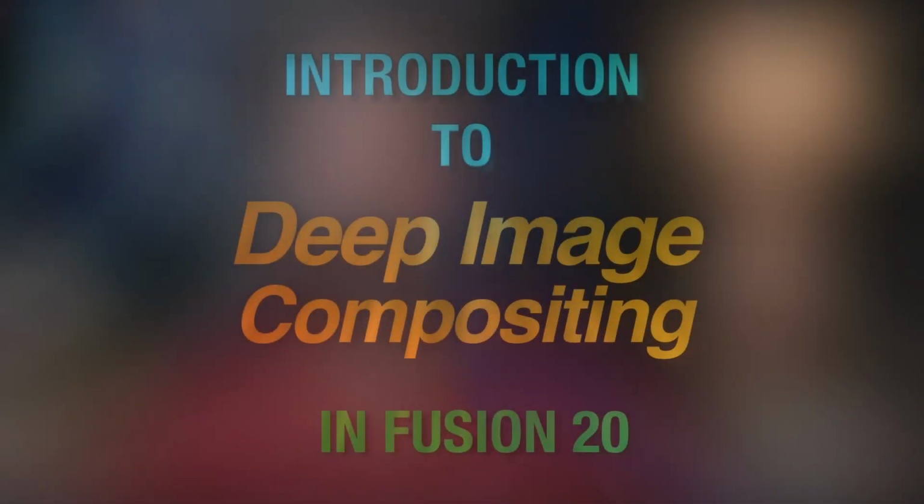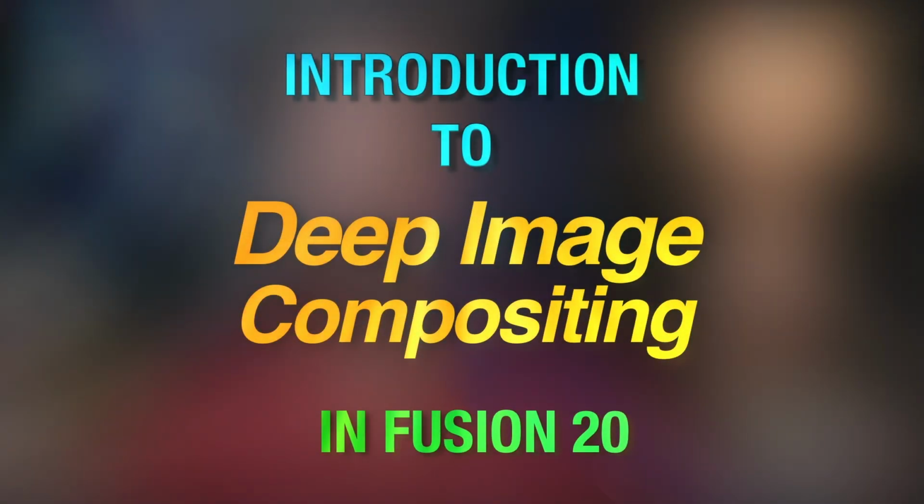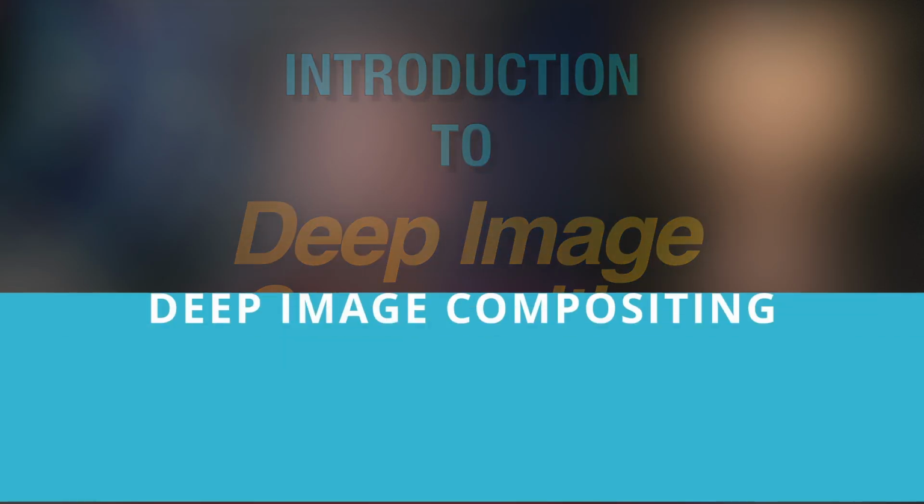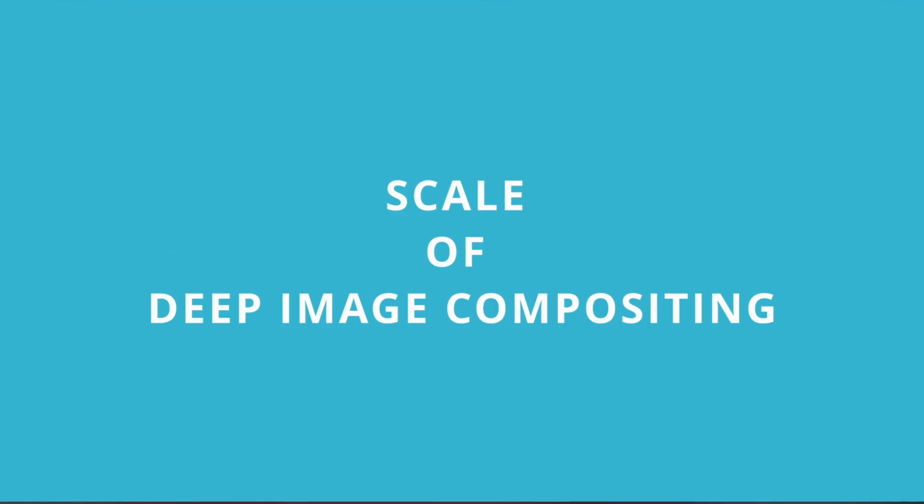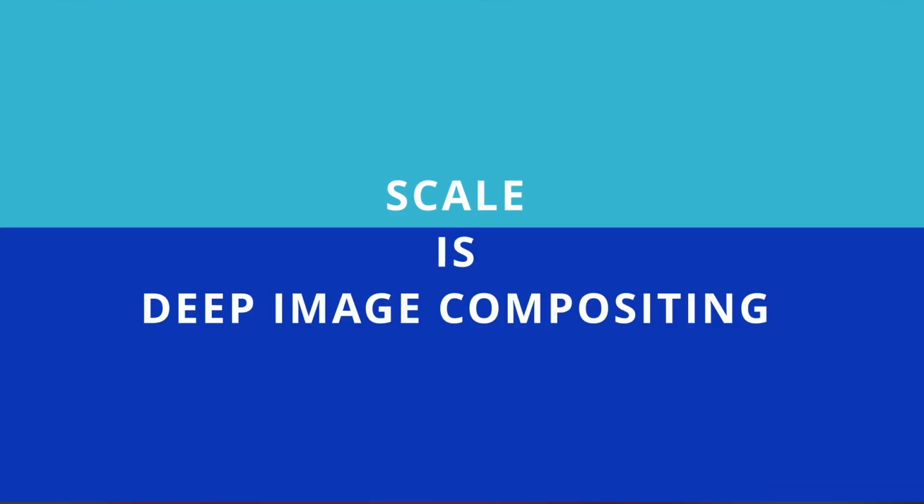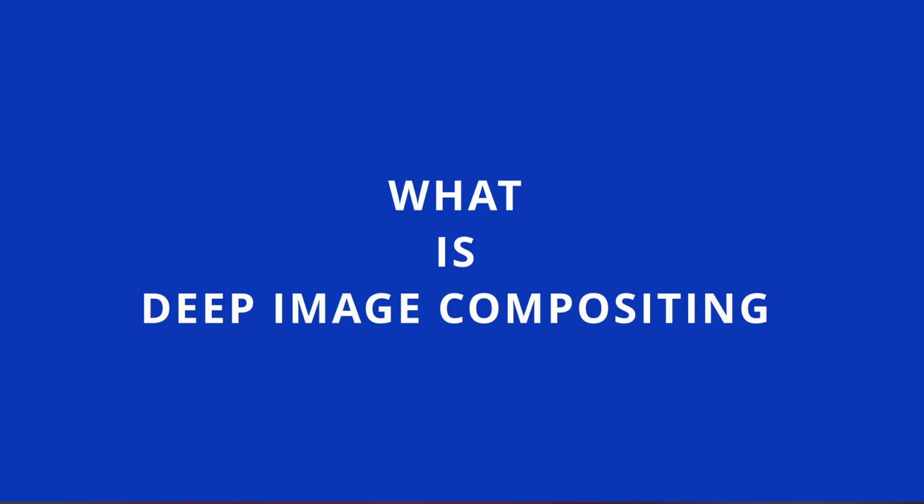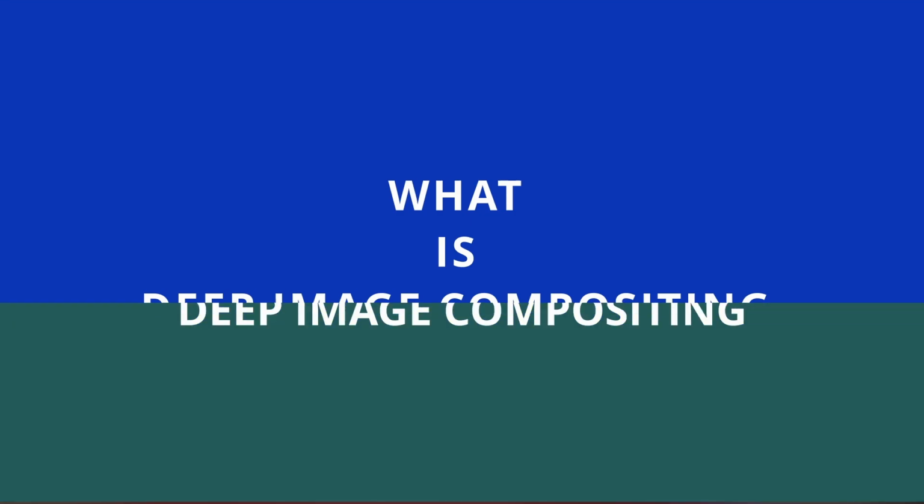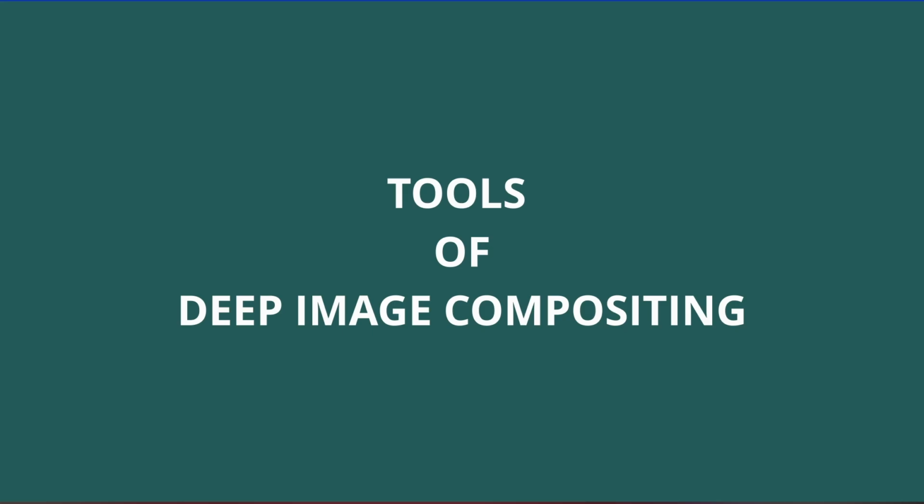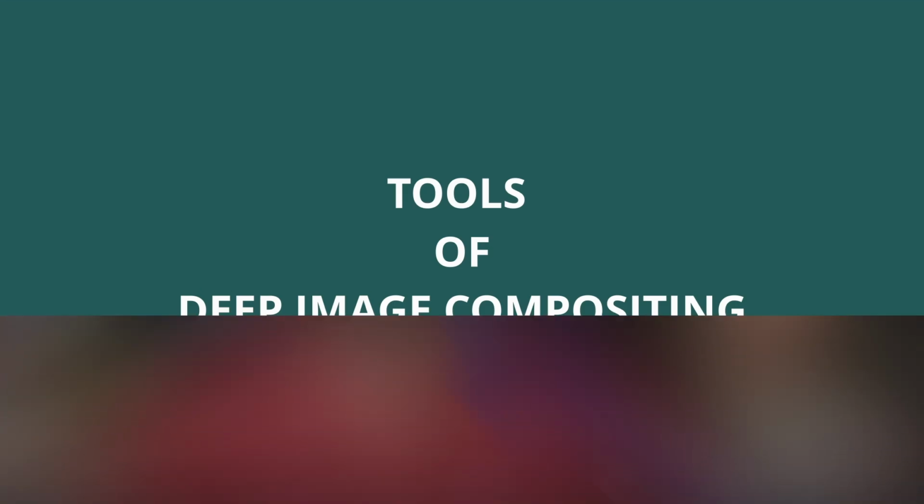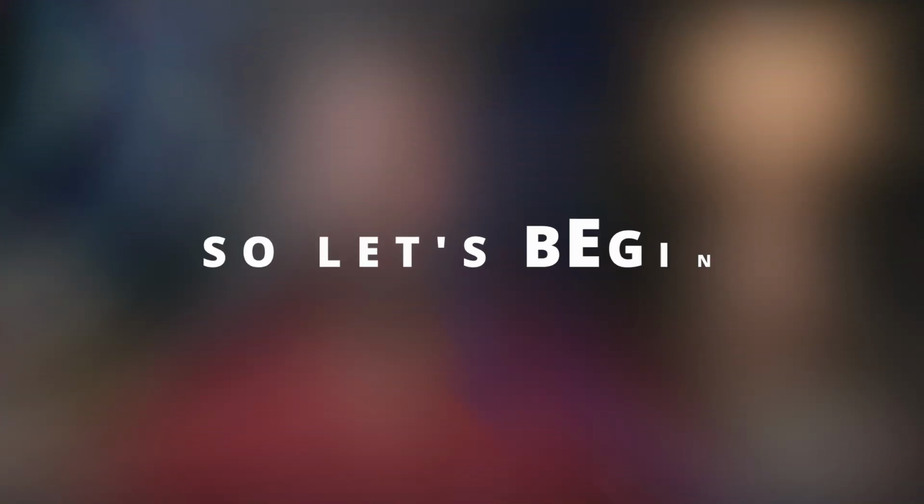In this episode, we're going to explore in detail what deep image compositing is. Now, this is divided into three parts. The first part is just to give you an idea of the scale of deep image compositing. In the second part, we're going to understand what deep image compositing is. And in the third part, we're going to look at the tools that Fusion has provided us for deep image compositing. So let's begin.